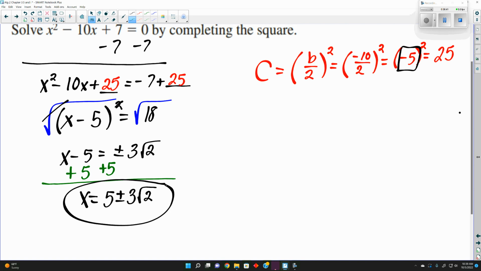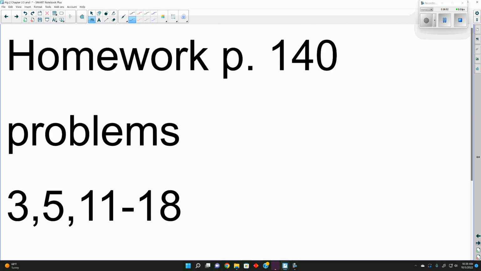Now again, I'm not expecting y'all to know this now. I was going through this so that y'all have seen it once. We're going to delve into this tomorrow. That's why I split this up across 2 days. But your homework assignment for this year is 3, 5, 11 through 18. So if we looked at that there, so 3 and 5, and 11, 12, 13, 14, 15, 16, 17, and 18.